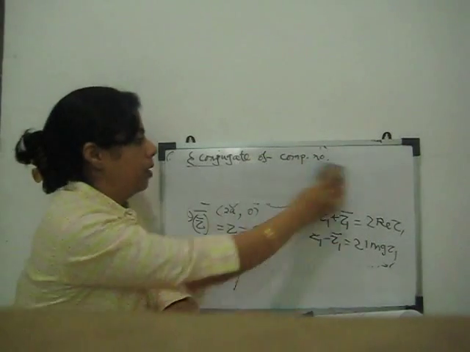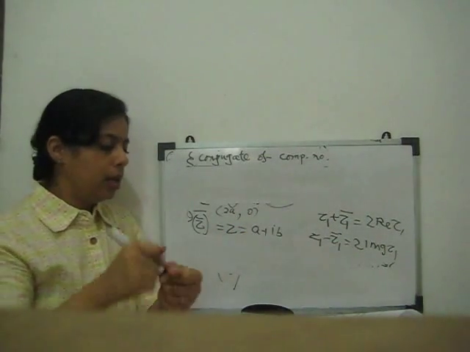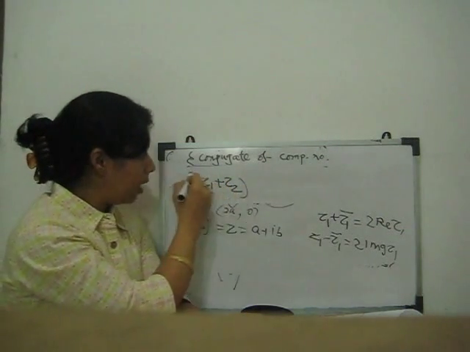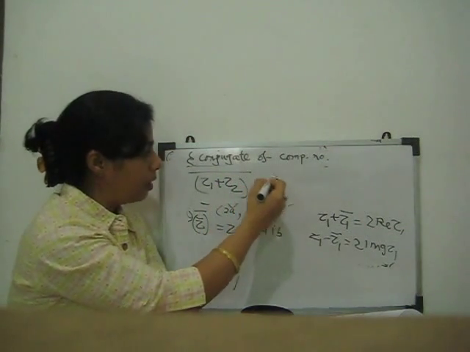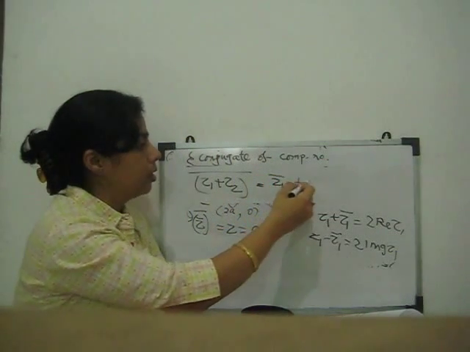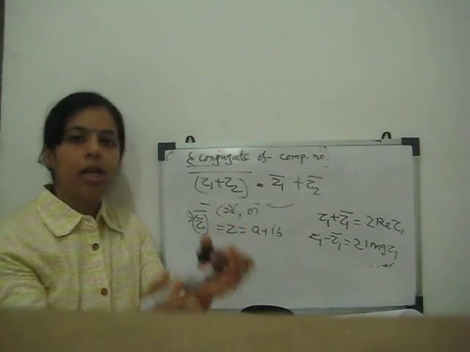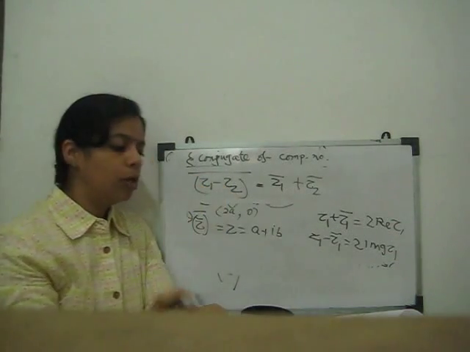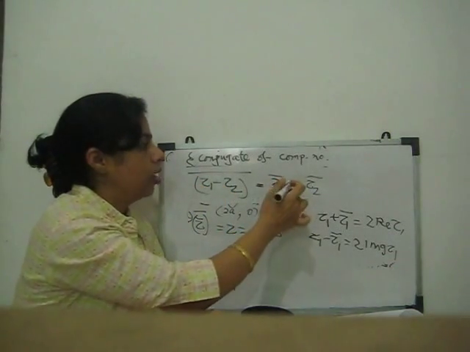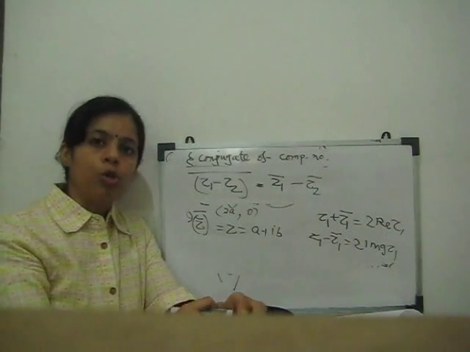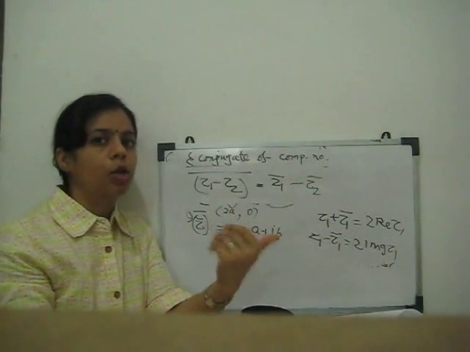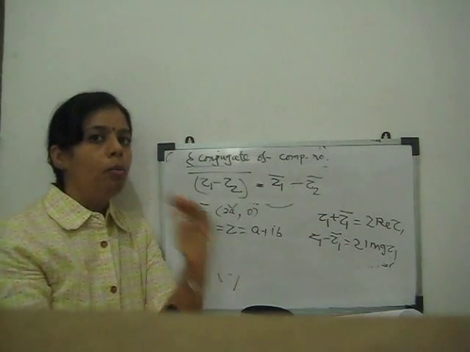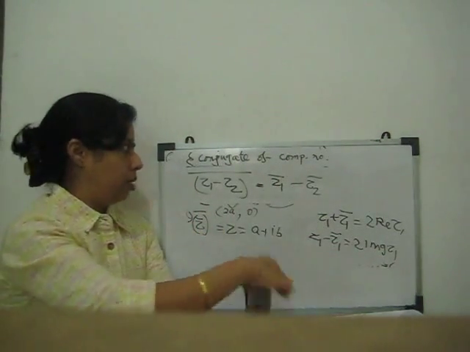Some more examples, some more results. If you want to find the conjugate complex of z1 plus z2, it is z1 conjugate plus z2 conjugate. Similarly, the conjugate of z1 minus z2 is given by z1 conjugate minus z2 conjugate. These are the results for the conjugate of a complex number.